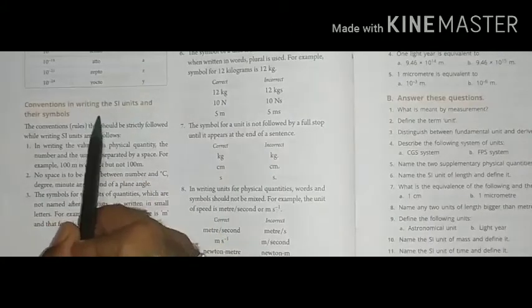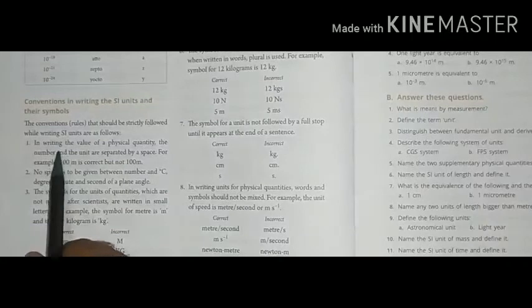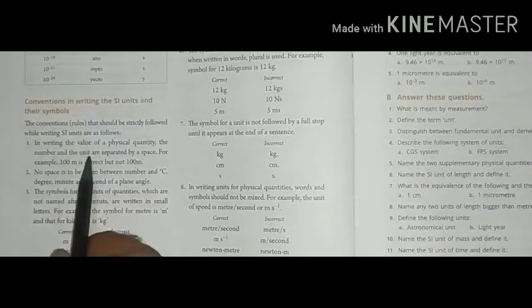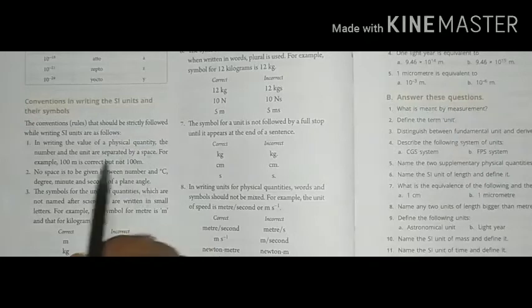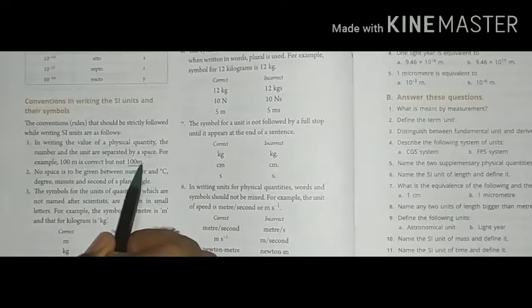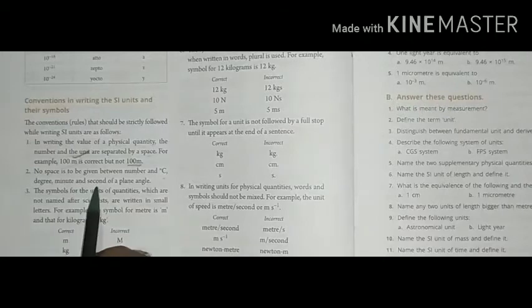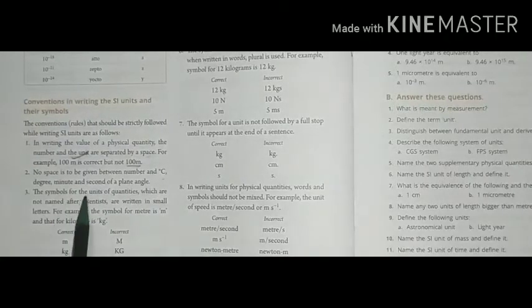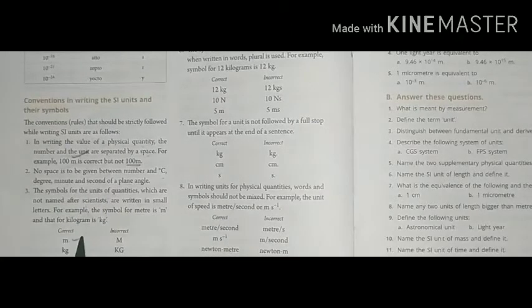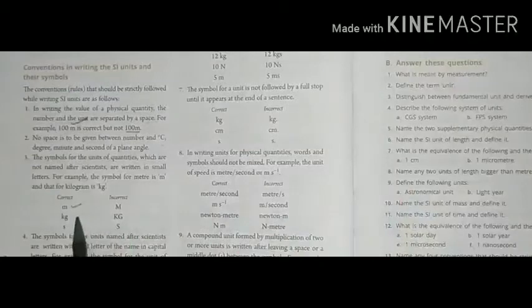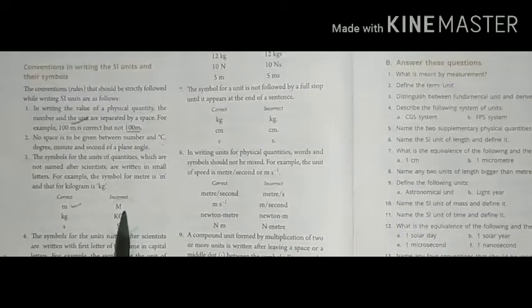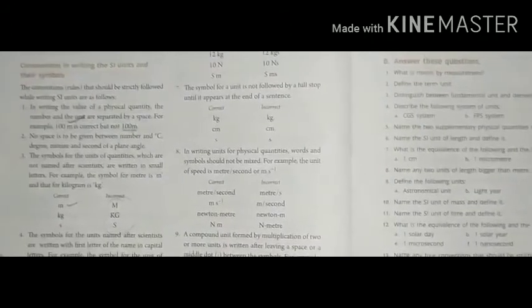Now conventions in writing the SI units and their symbols. First, in writing the value of a physical quantity, the number and the unit are separated by a space. For example, 100 m is correct, but not 100m. No space is given between the number and degrees Celsius, or minute and second of a plane angle. The symbol for units not named after scientists is written in small letters. See, m, kg and s. Don't write capital letters. Remember this one.